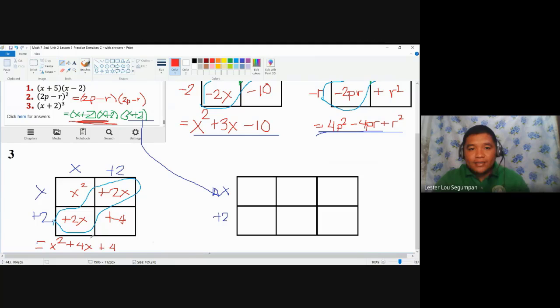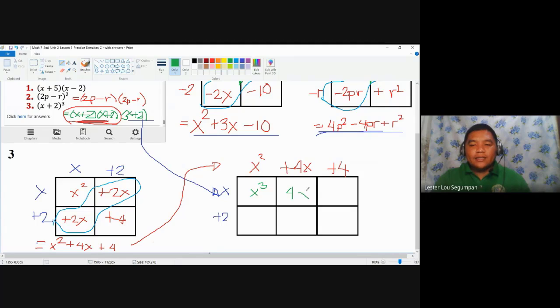This is not yet the final answer. This is just the result of the first two binomials x plus 2 multiplied to each other, but you still have one more. This result will be placed here to complete the last area model. So you will have here x squared and then plus 4x, and you have here plus 4. And then complete this area model. So x times x, you have x cubed because that's 2 plus 1, 3. And then you have 4 times 1 is 4.